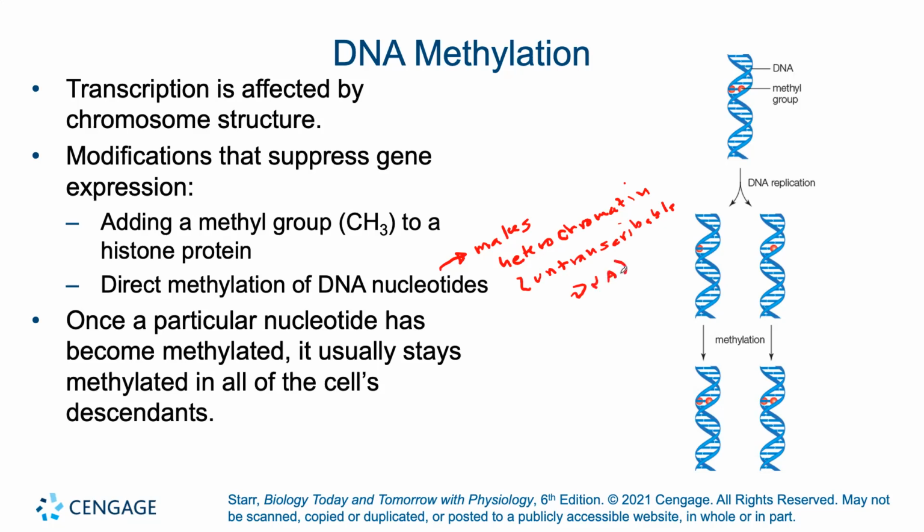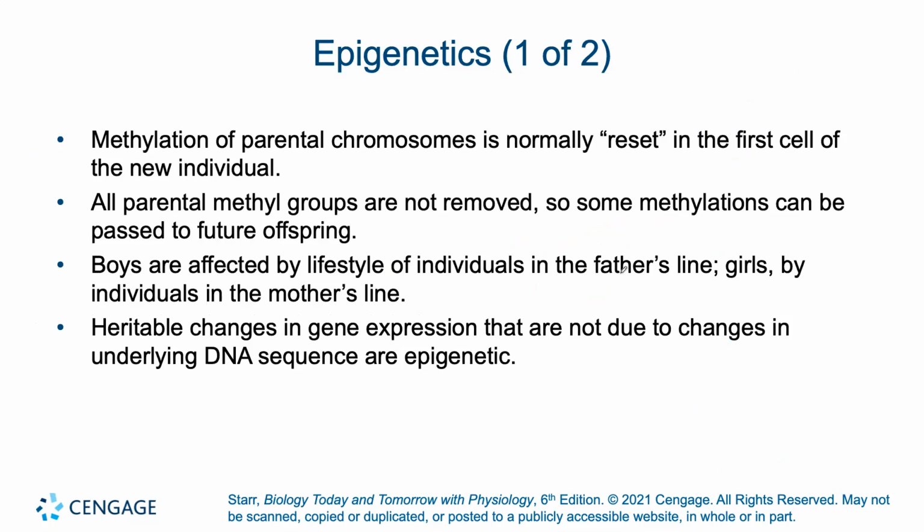Once the nucleotide gets methylated, it stays methylated in the cell's descendants, and that affects its use in everything that derives from that modification. So all cells that are descendants of those methylated genes are going to have those genes methylated too. Okay. And this leads to a discussion of epigenetics. All right. Methylation of the chromosomes is normally reset in the first cell of a new individual. All parental methyl groups are not removed, so some methylations can be passed to offspring.